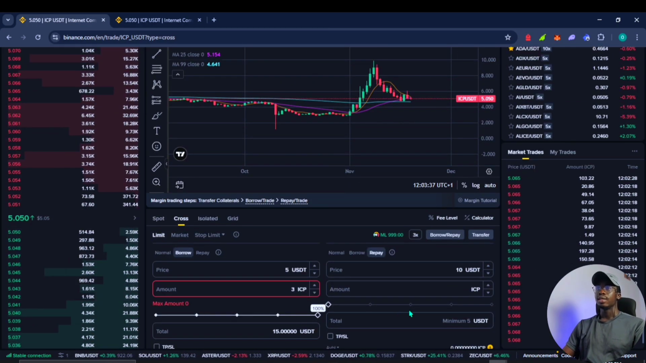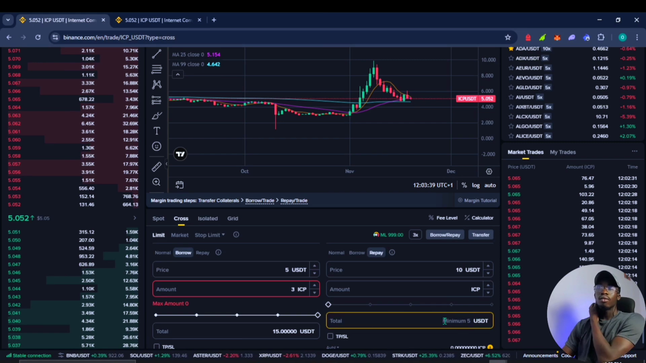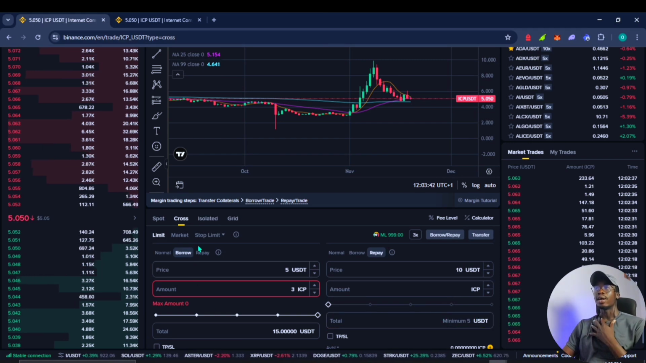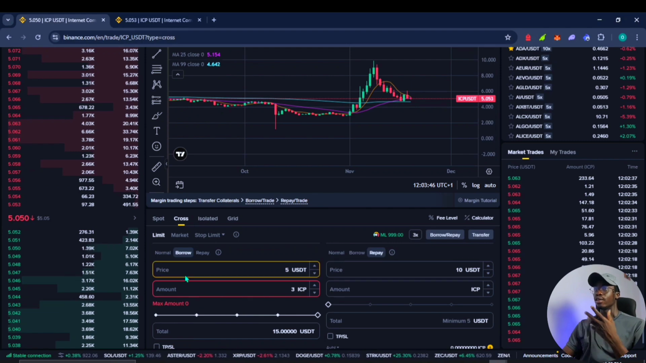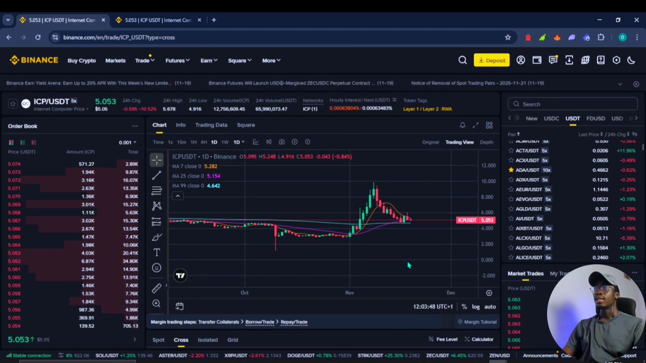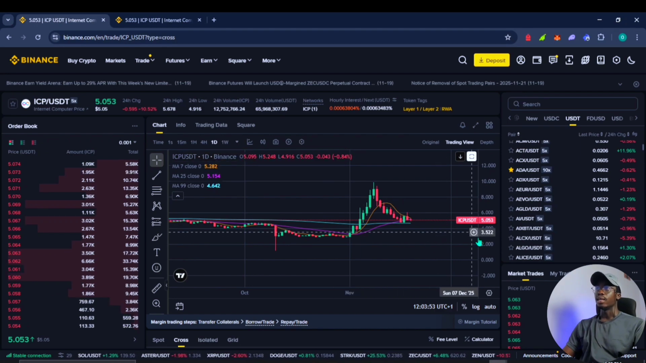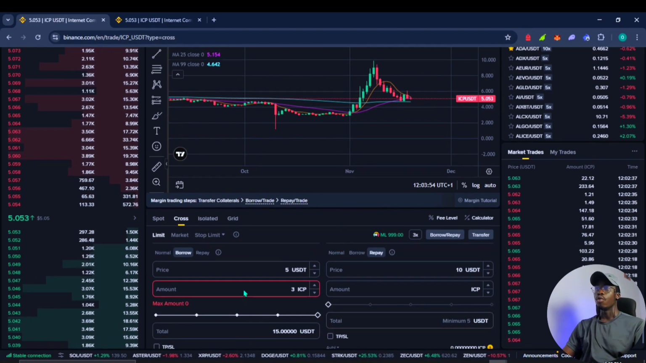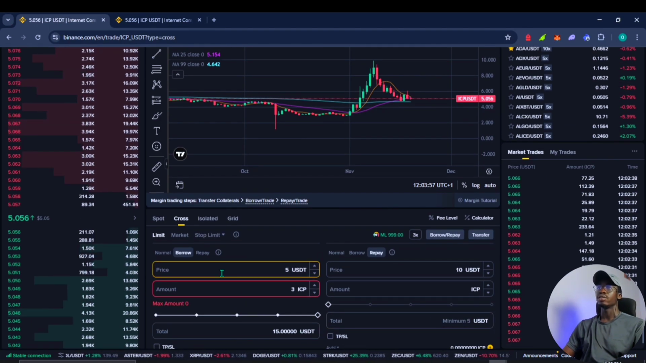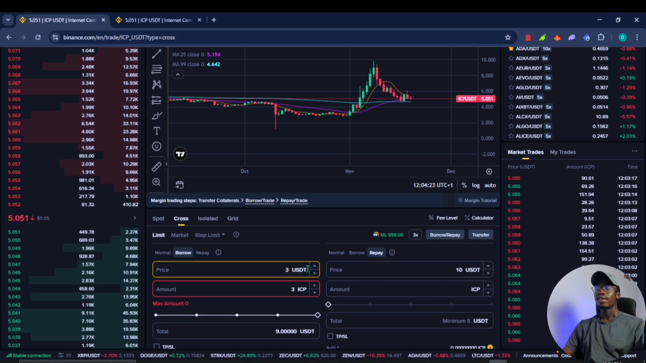So now let's set our first trade on the margin. Right now, I have this on the cross and not on the isolated. I'm currently trading on the cross margin, right? And let's assume I want to trade the ICP USDT pair and go long on this particular trade. So now let's create our first order on the margin platform.